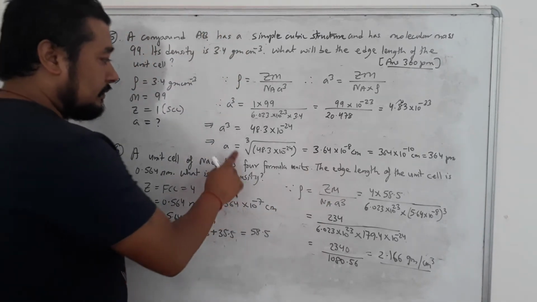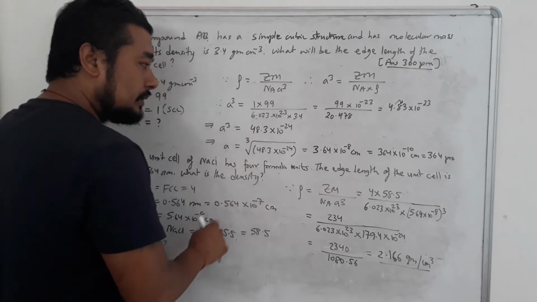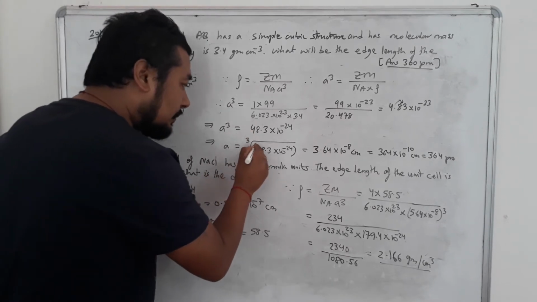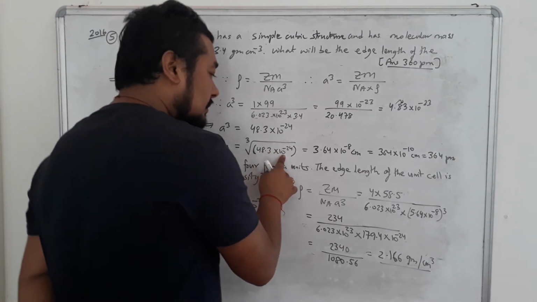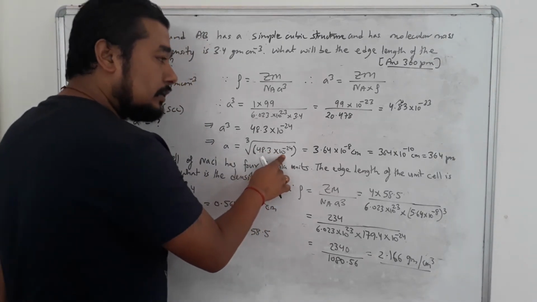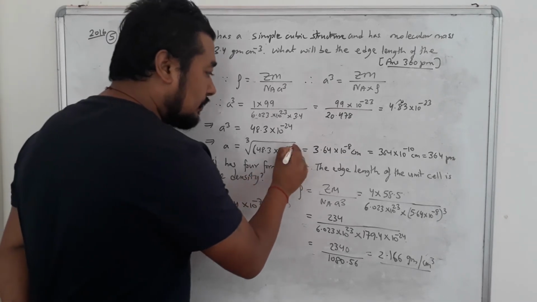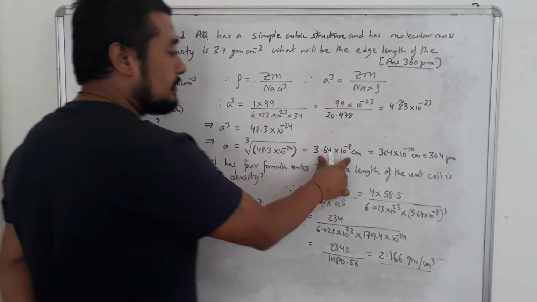I repeat again, if cube goes that side, it becomes cube root. So type cube root in your calculator, open bracket, type 48.3, type into. Now how to get this 10? By typing shift and log. 10 to the power will come, then type minus 24, then bracket close, press equal to, and you get this much.